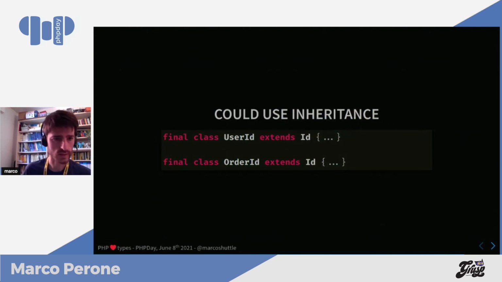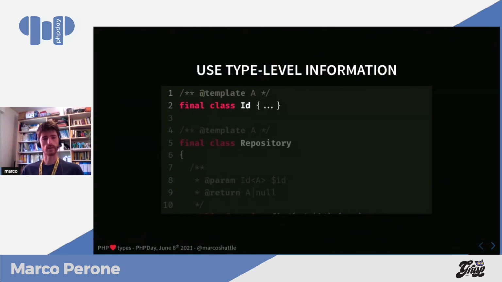So the trick is quite simple. We just add a template annotation to the ID class, and this will allow us to specify that an ID refers to a particular class, to a particular type. And this A template here is called the phantom type because there's nothing actually inside the ID class corresponding to it at the value level. So at the value level, that A template doesn't mean anything. It is basically only a tag information we put at the type level.